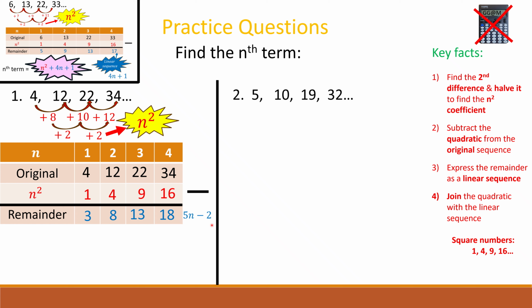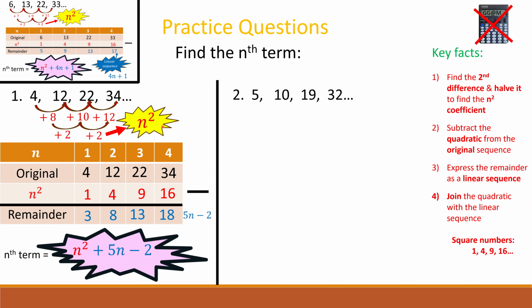Once we've got the nth term of the linear sequence, I combine it with the term I've got up here, and the final answer for the nth term is n squared plus 5n take away 2. Now press pause if you haven't managed to do question 2 yet, and make sure you have a go at doing it before I go through the answer. Give yourself a big tick if you got that correct, so fantastic work, well done.